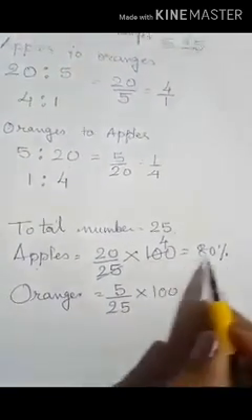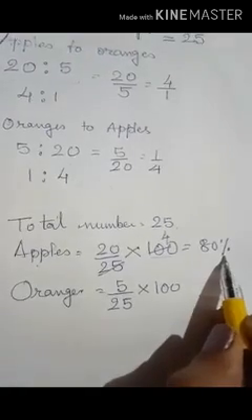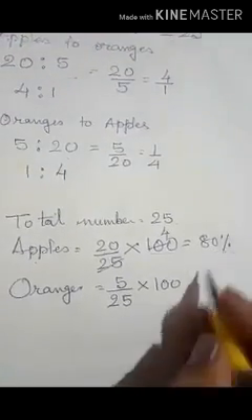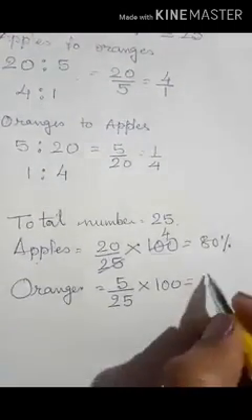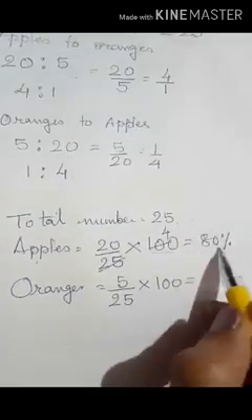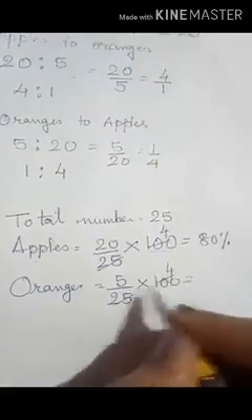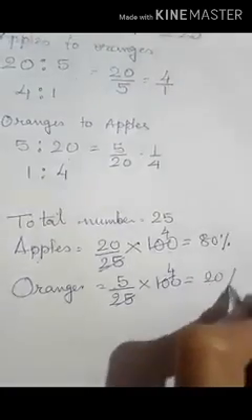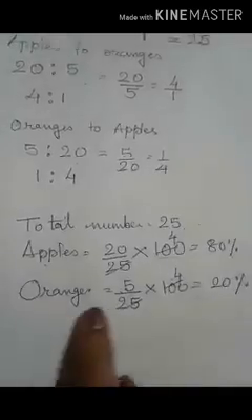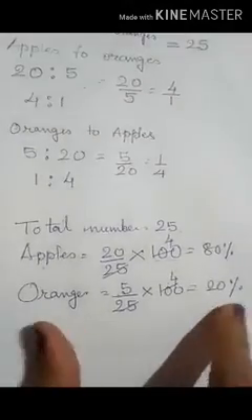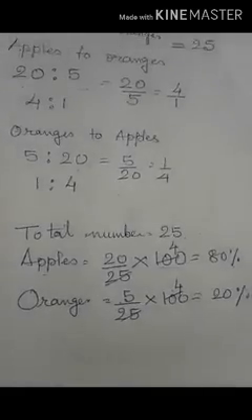So how many apples are there? 80% apples. And if 80% are apples, then obviously there will be 20% oranges, because 100 minus 80 will give you 20. And if you calculate, then also 5 4s are 20. So in percent, oranges are 20%, apples are 80%.